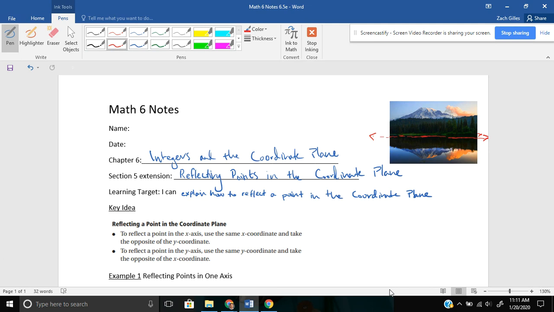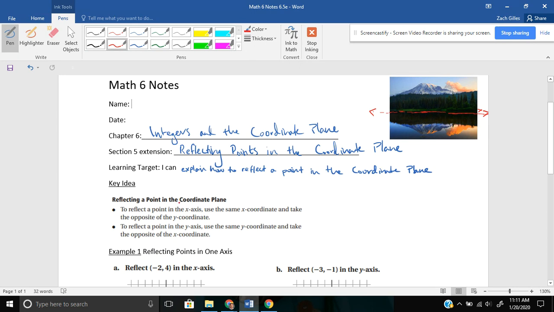So kind of taking a real life picture there and showing you what that would look like. Thankfully, we don't have to draw that elaborate of a reflection. We just have to draw a few dots. So that's what we'll be working on in this extension section. For your learning target, it's I can explain how to reflect a point in the coordinate plane.